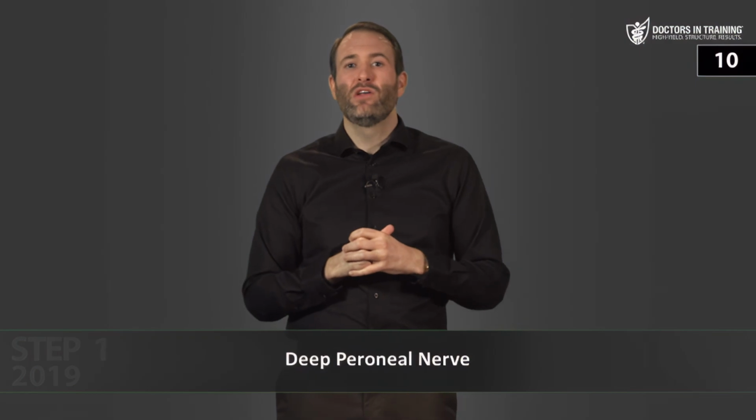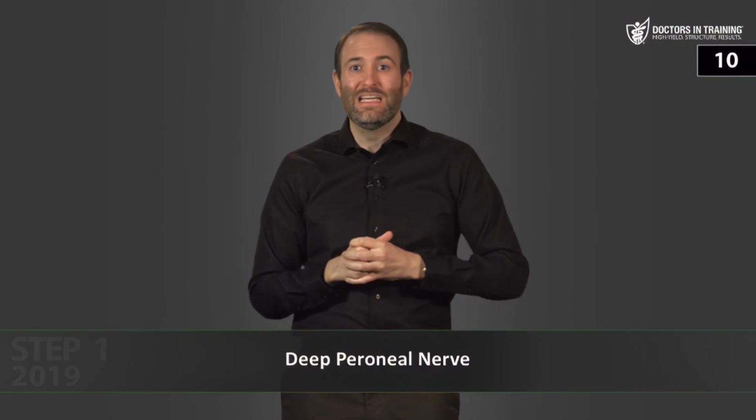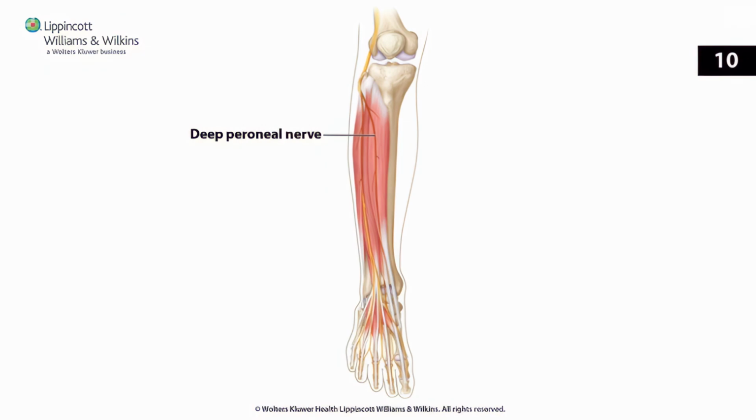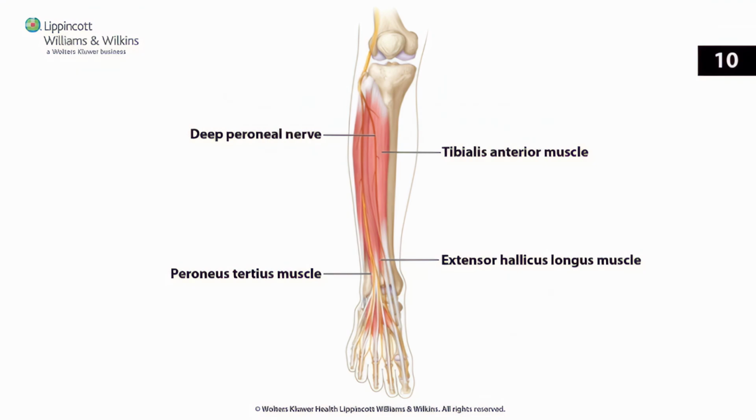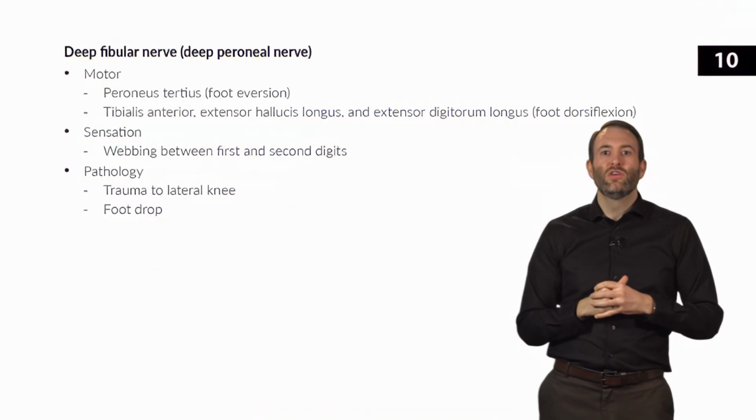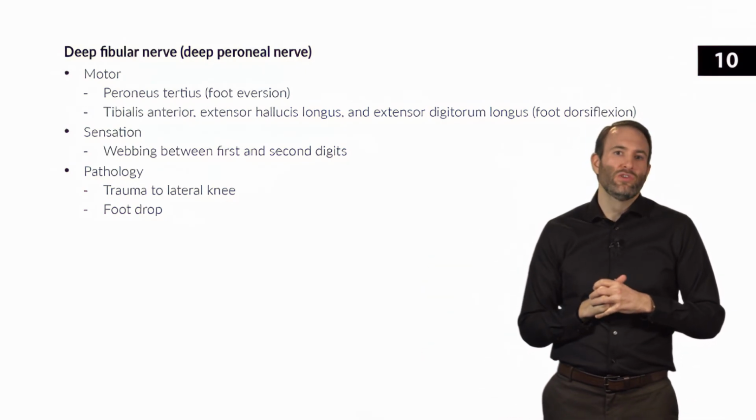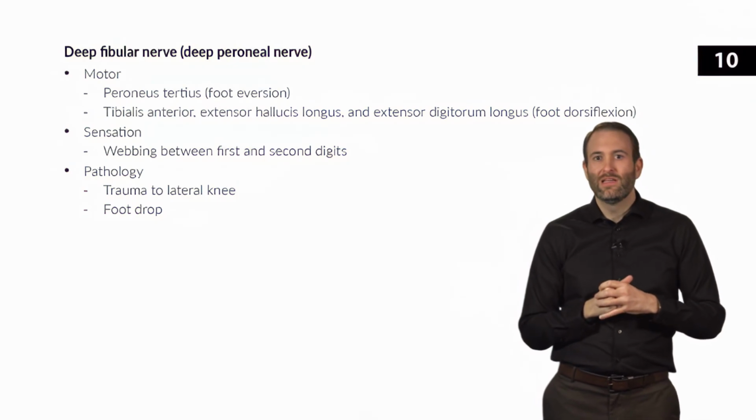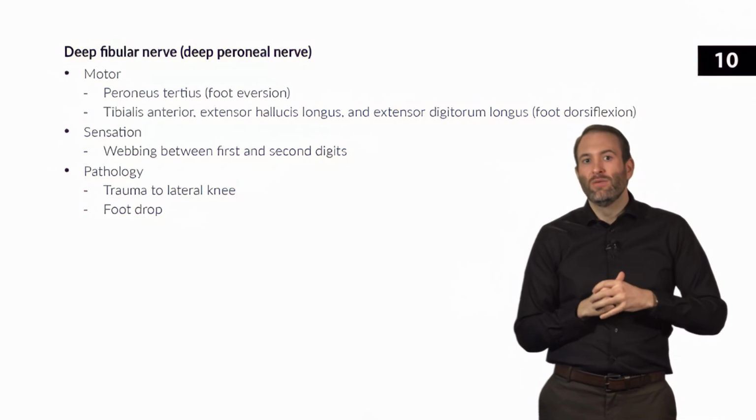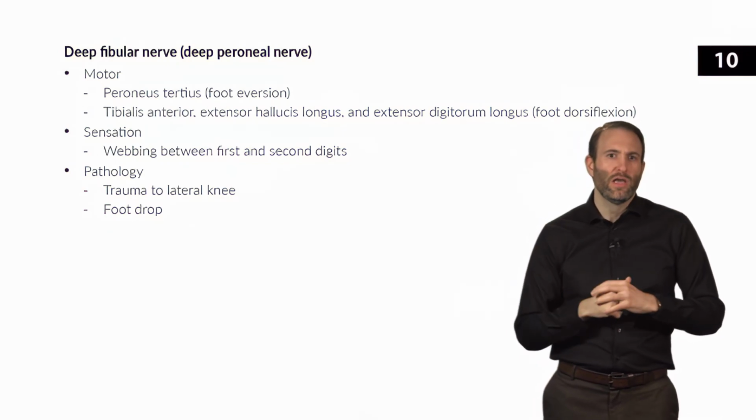Next, we have the deep peroneal nerve, also referred to as the deep fibular nerve. So the deep peroneal nerve innervates the peroneus tertius, which is involved with foot eversion. It also innervates the tibialis anterior, the extensor hallucis longus, and the extensor digitorum longus. So all three of those are going to be involved with dorsiflexion again of the foot. Now, injury to this nerve can occur with a traumatic injury to the lateral knee, and again will result in a foot drop, just like the common peroneal or the common fibular nerve. So those two you can kind of put together.